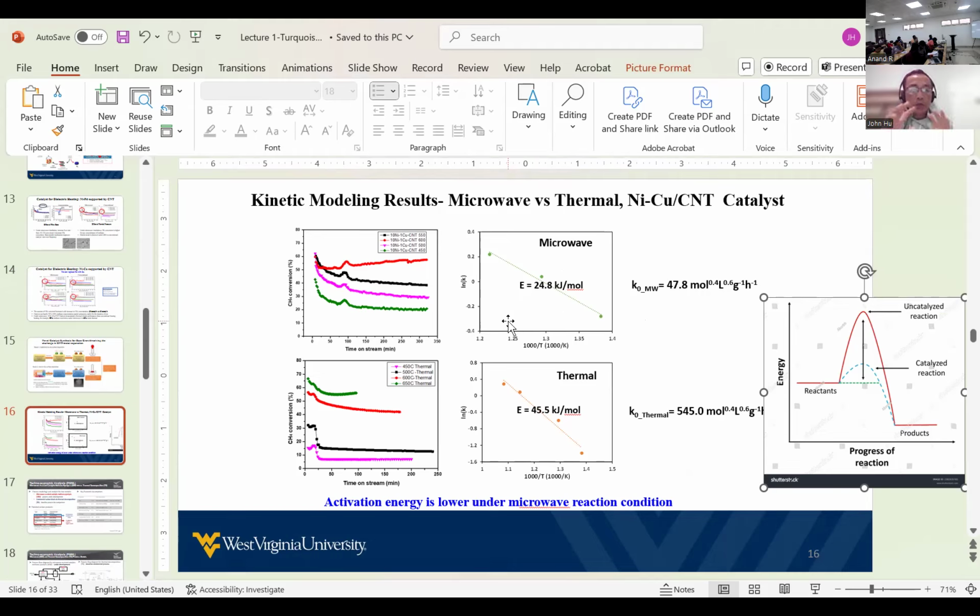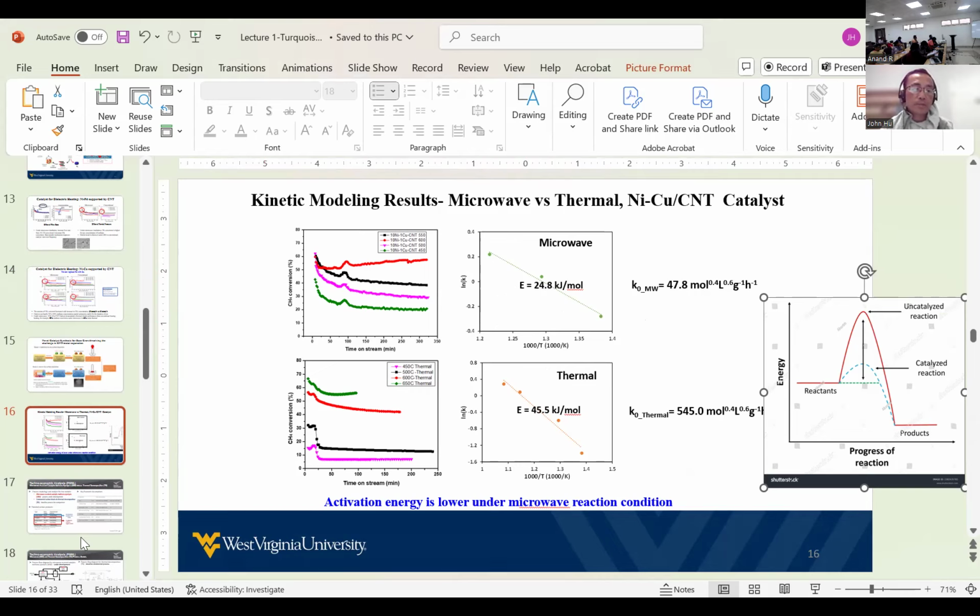Okay, so there is a lot of kinetic study and kinetic modeling work behind this. If you want, I can send you a paper published in Applied Catalysis B. But this is a different angle to look at the effect of the microwave in driving the methane pyrolysis.